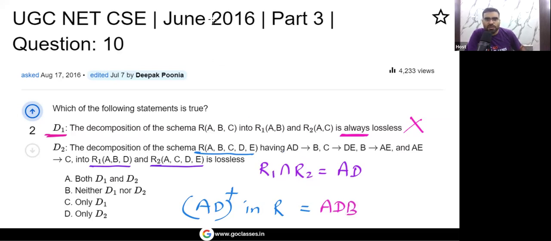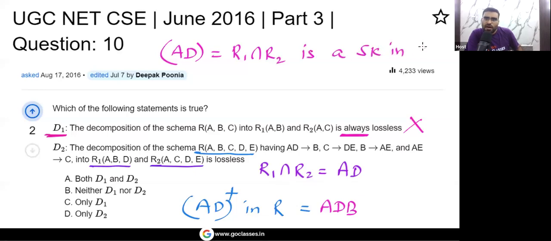Now I can stop, yes or no? Because you can see that AD can determine ADB. I can say this AD can determine the entire R1. So this AD is a super key in R1, which is actually R1 intersection R2. So I can say this is a lossless decomposition.